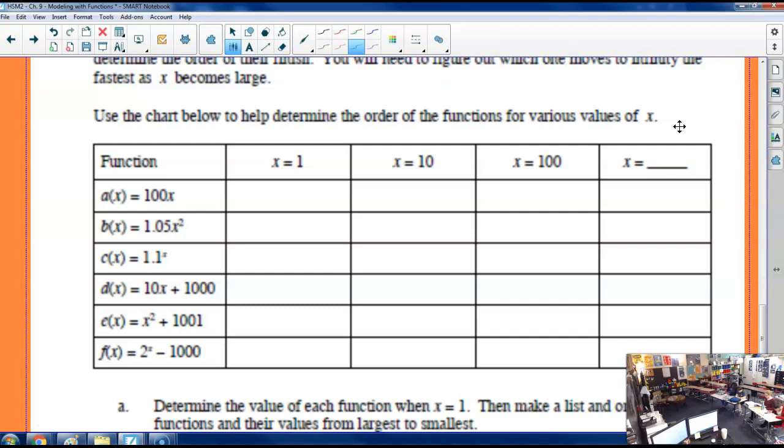Yes, and be careful with F that you type it correctly. I would put the 2 to the X in parentheses, then minus 1,000. Has everyone typed their graphs into the Y equals? If you have not, please do so.